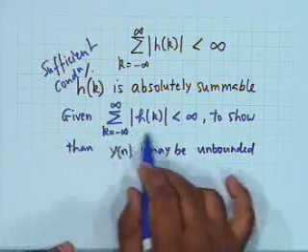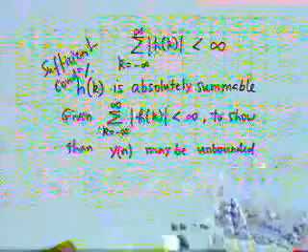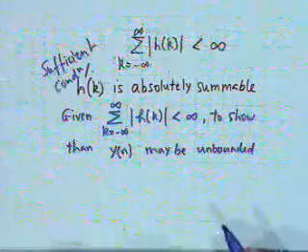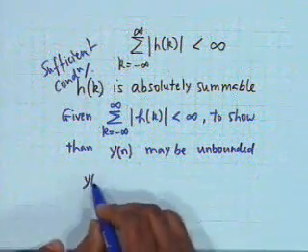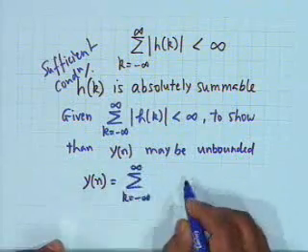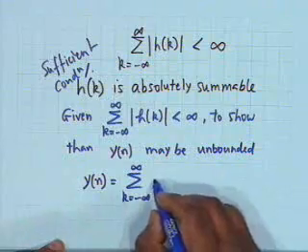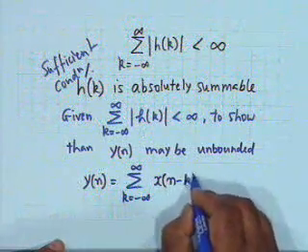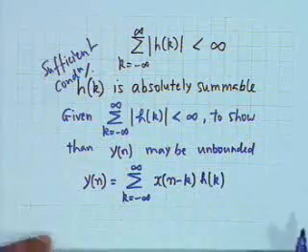We will show that if this condition is satisfied, then y(n) may be unbounded, and for that we apply a trick. You recall that y(n) is equal to the summation over k from minus infinity to plus infinity, the convolution relationship, x(n minus k) h(k). This is the general convolution relationship for time invariant linear systems. Now we search for a particular input such that y(n) becomes unbounded under this condition.